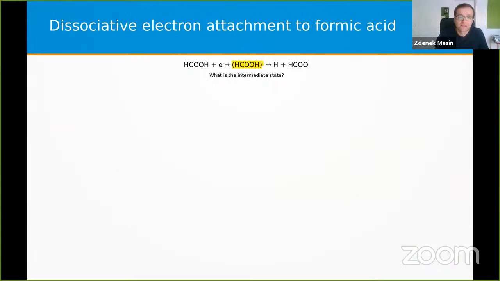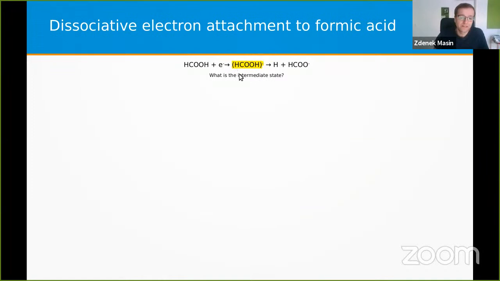So let's have a look at an example of dissociative electron attachment to formic acid. When an electron is colliding with this molecule, dissociative electron attachment can take place and that can leave behind a neutral hydrogen and a negatively charged fragment. Now, the question that we are asking is, what is this intermediate state that is mediating this reaction?